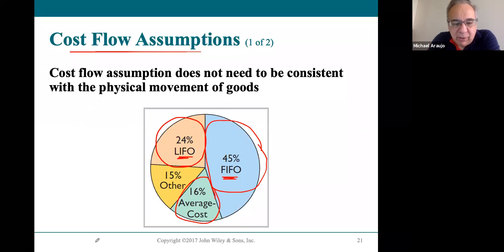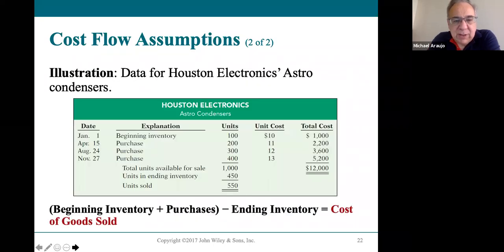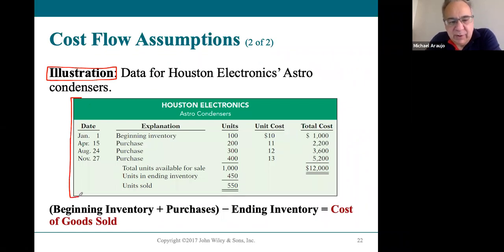What do these mean? FIFO, LIFO. What do they mean? Well, this is what it means. The first thing you need to know is you must have an inventory list in front of you. Okay, you must have an inventory list in front of you. Otherwise, none of this makes any sense. So step one, get your inventory list.